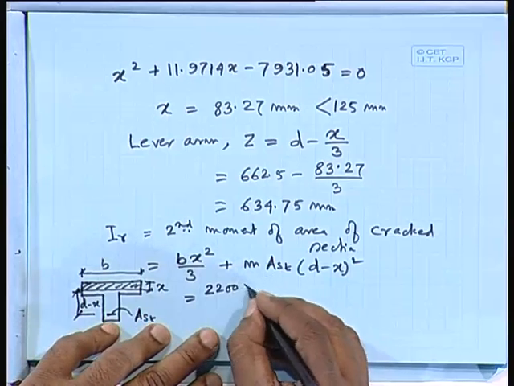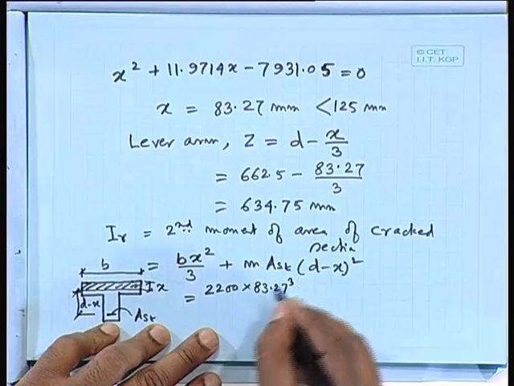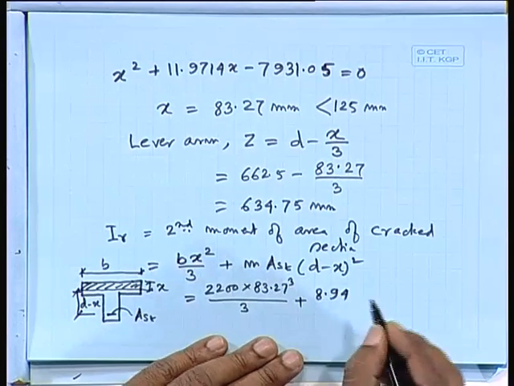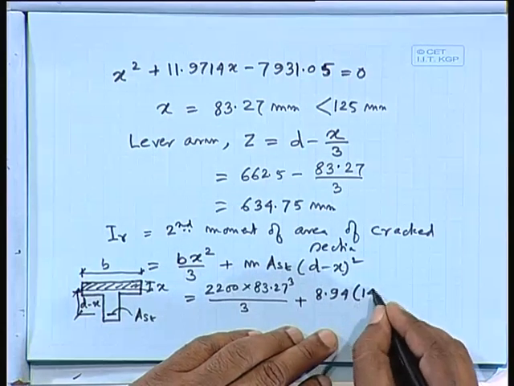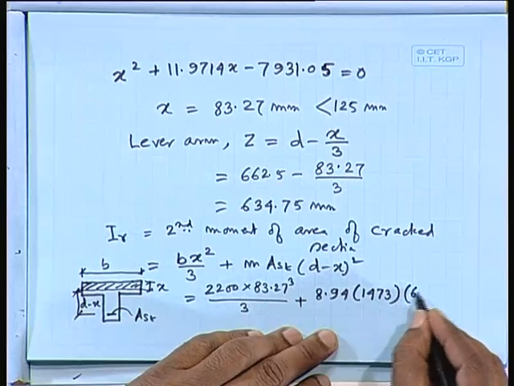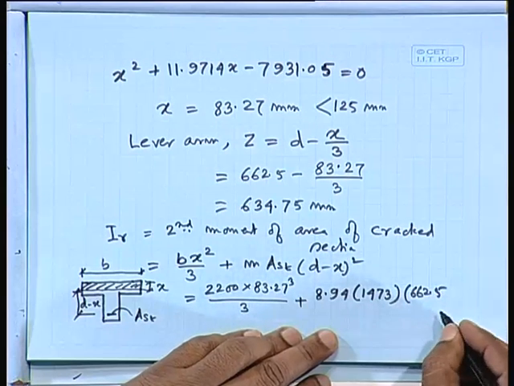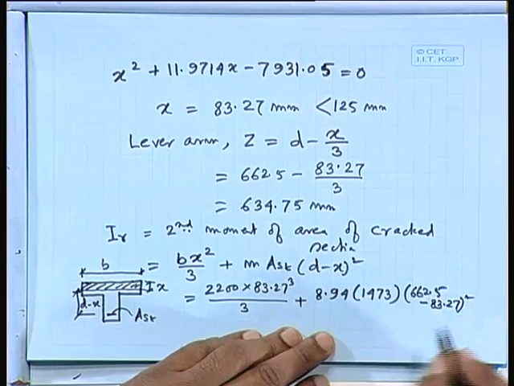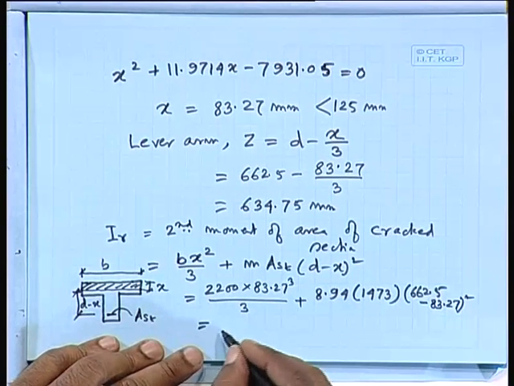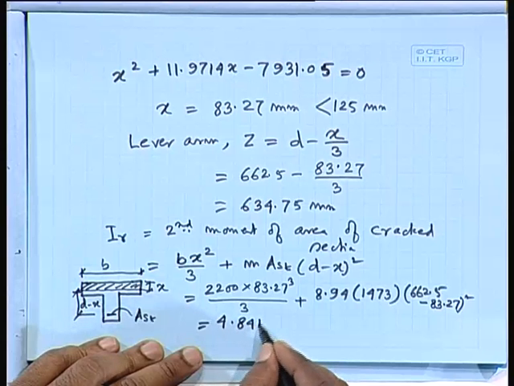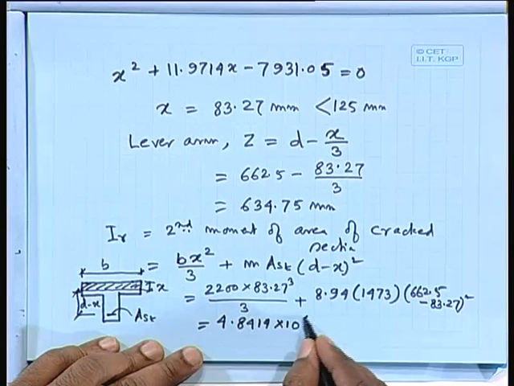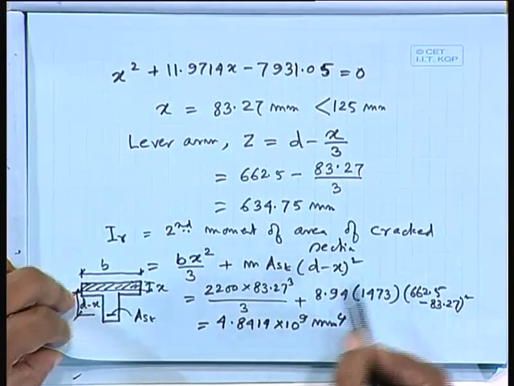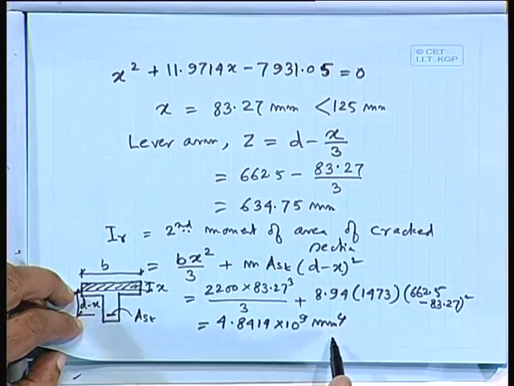2200 into 83.27 whole cube by 3, plus m is 8.94, which we have computed, times 1473, the area of steel, times 662.5, that effective depth, minus neutral axis depth 83.27 whole square, and which comes as 4.8414 into 10 to the power 9 millimeter to the power 4. So, this is your IR. For the cracked section we are getting this value.